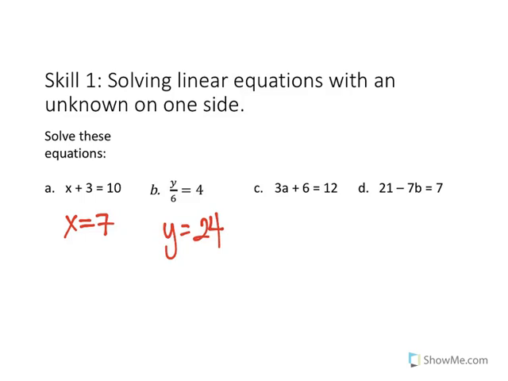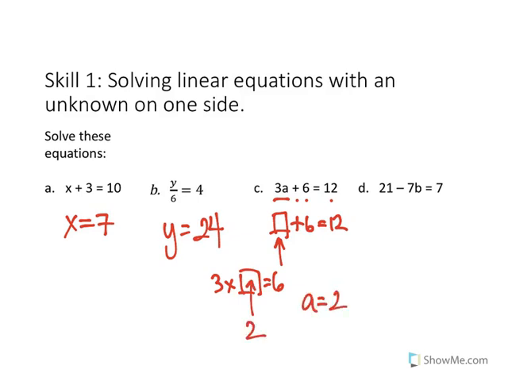Then you asked yourself, what number plus 6 makes 12? So you probably were thinking to yourself, something plus 6 makes 12. Well, this has to be 6, so 3 times what makes 6? 3 times some number makes 6. This has to be 2. So A is equal to 2.